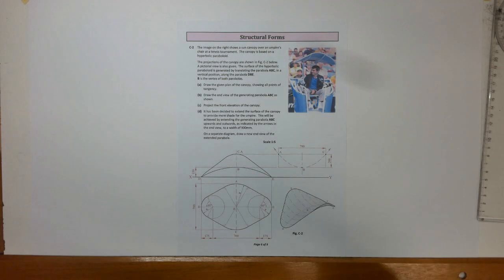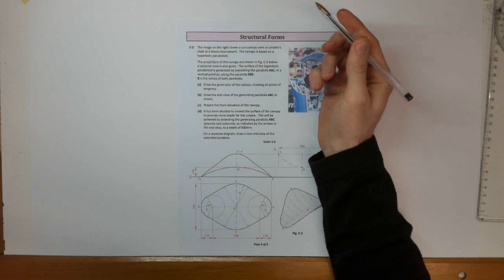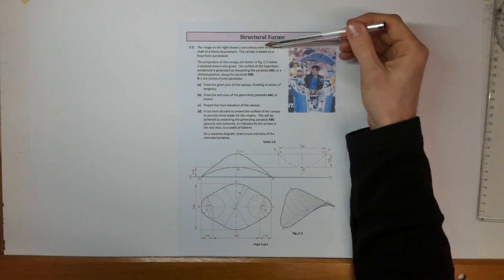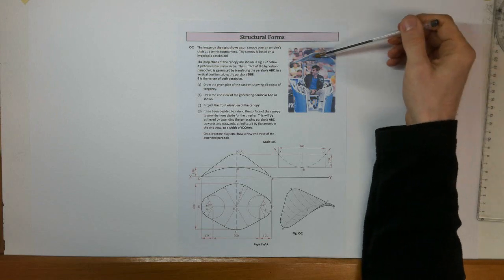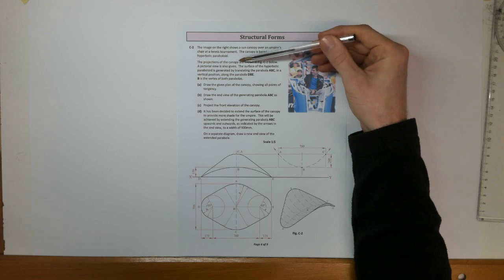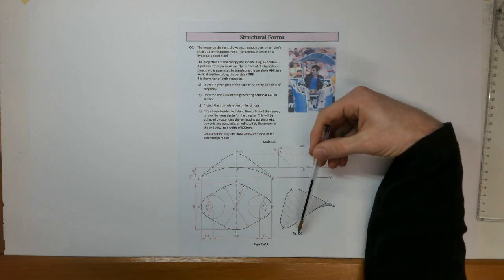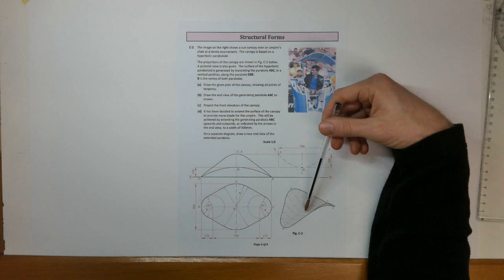Welcome to 2017, question C-2, it's the structural forms question. The image on the right shows a sun canopy over an umpire's chair in a tennis tournament. The canopy is based on a hyperbolic paraboloid. The projections of the canopy are shown here in figure C2. Here are projections, as well as the pictorial view.